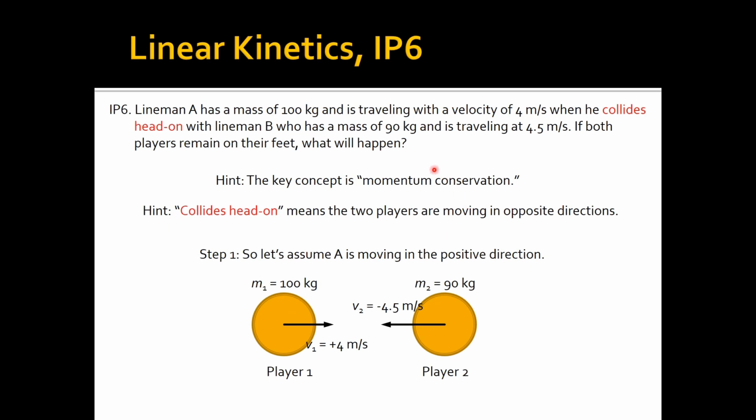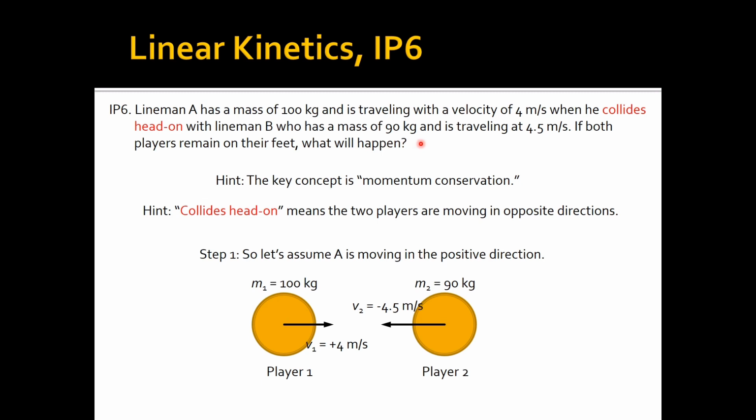And then the second question from the linear kinetics chapter is about linear momentum conservation. Again, here we have a lineman, a football situation. Lineman A has a mass of 100 kilograms and is traveling with a velocity of 4 meters per second when he collides head-on with lineman B, who has a mass of 90 kilograms and is traveling at 0.5 meters per second. If both players remain on their feet, what will happen?